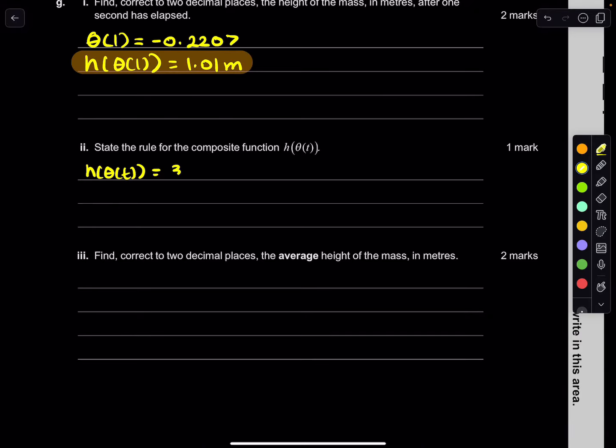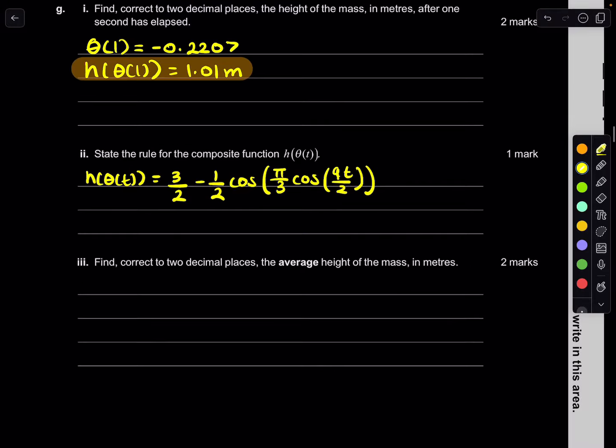I want to write it nicely. So it's basically like 3 on 2. I'm going to take the half outside. So minus half cosine, basically pi on 3 cos 9t over 2. And then close those brackets. Have I made any mistake? Half cos. Have I rewritten it beautifully? It actually looks good. No mistakes. Beautiful. That is it. So that is that equation. So let's highlight that. That's quite nice and easy.